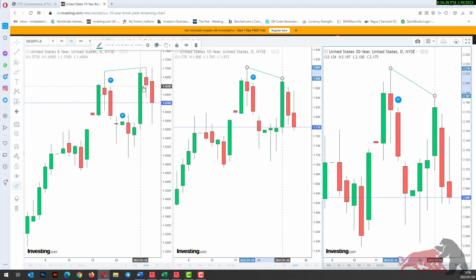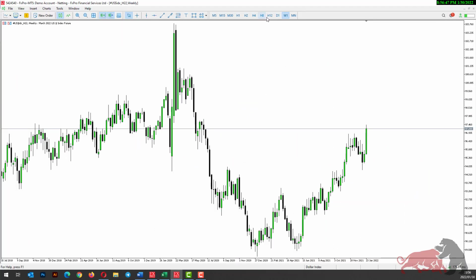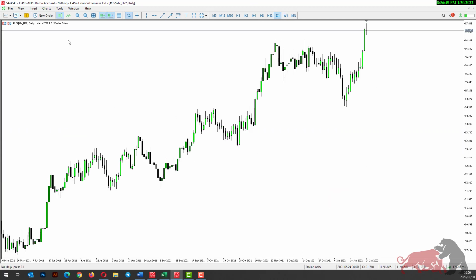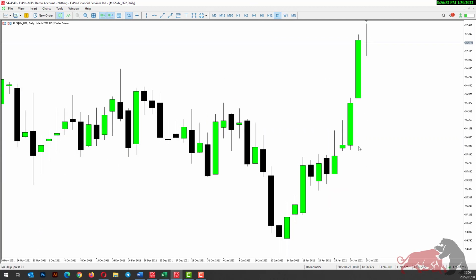Once this happened, you can see what happened the following day in the interest rate markets. We had price moving lower, right? Thursday and Friday, the interest rate market saw a bit of a decline. Now, did we see that on our dollar? If we go to a daily time frame, Thursday and Friday, there was no decline.